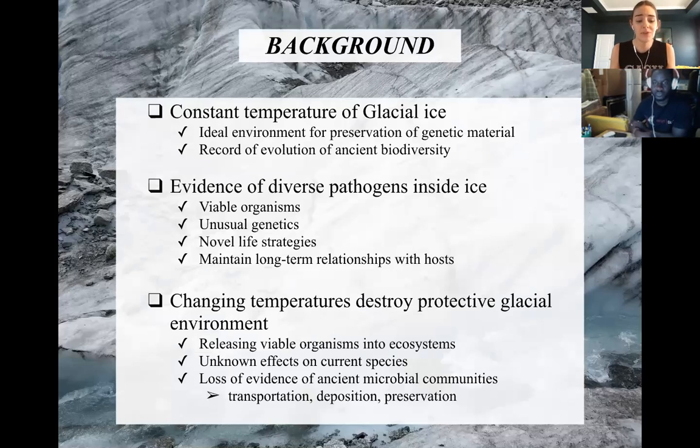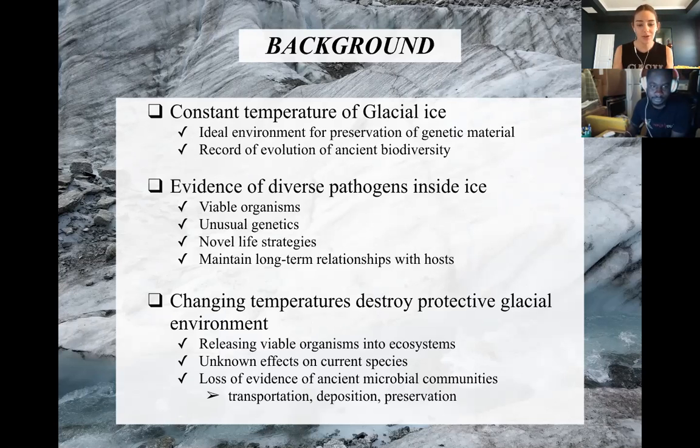The constant temperature of glacial ice provides an ideal environment for the preservation of genetic material, in addition to a record of the evolution of ancient biodiversity. So glacial ecosystems have been found to contain active microbial communities and diverse pathogens with unusual genetics, novel life strategies, and the abilities to maintain long-term relationships with hosts.